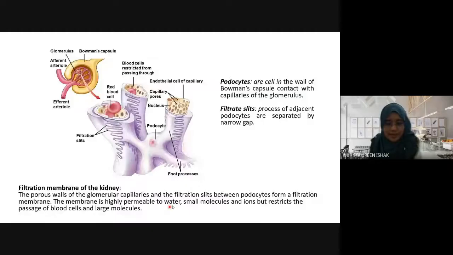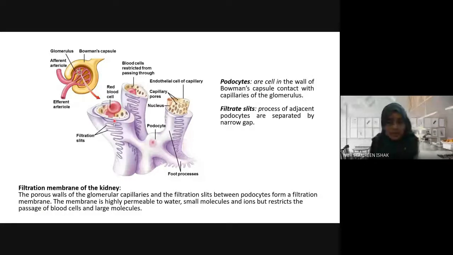Okay. So filtration membrane of the kidney. So the porous wall of the glomerular capillaries and the filtration slits between the podocytes form a filtration membrane. Okay, so combination of this structure, porous glomerulus, and this structure, filtration slits, will form the filtration membrane. So this allows the formation of filtrate that enters into the Bowman capsule later.